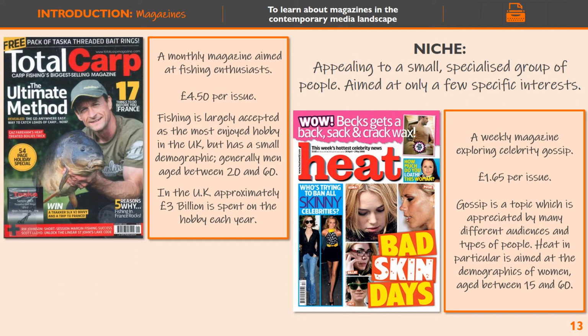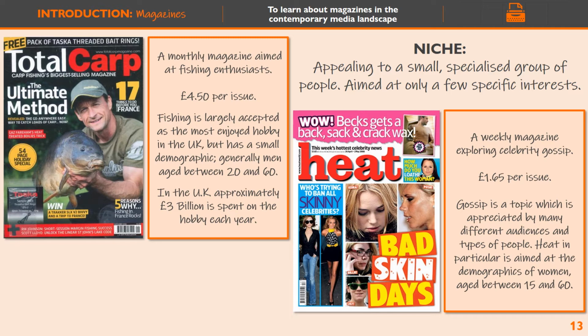Here we have two examples of magazine front covers. One is from Total Carp magazine, which is monthly, costs about £4.50 an issue, and it is focused on fishing, which is largely accepted as the UK's most enjoyed hobby. The demographic, the target audience, is generally men aged between 20 and 60, and we know that in the UK approximately £3 billion a year is spent on fishing.